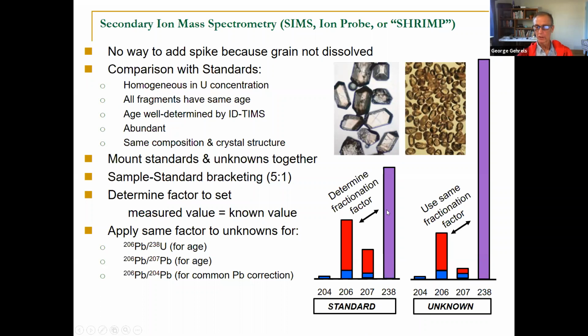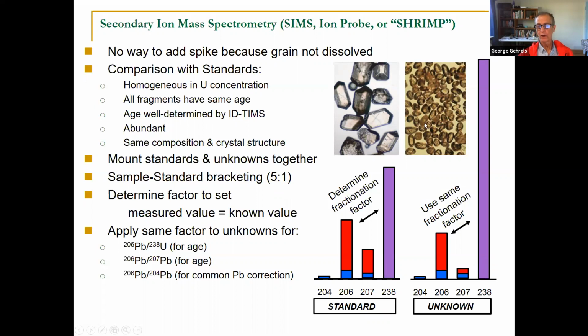You measure the 6-8 ratio on your mass spectrometer that day, actually during the analysis of your unknowns, and you determine the fractionation factor, 5%, 6%. You have to change the ratio that's measured by 6% to get to the true age. And then you assume that your unknown crystals are going to have that same fractionation, and you apply that same fractionation factor to correct for 6-8 that you measure for your unknowns. And then when you do that, you can calculate the age. So we call this standard sample bracketing.